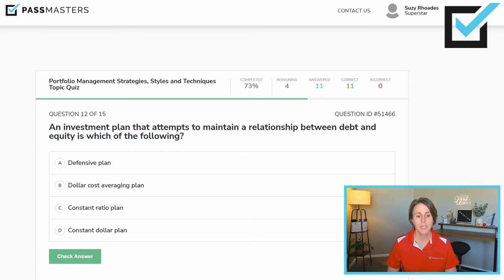An investment plan that attempts to maintain a relationship between debt and equity is which of the following? So debt is bonds and equity stocks. Is it a defensive plan, dollar cost averaging plan, constant ratio plan, or constant dollar plan? So we're looking to have a relationship between debt and equity, constant ratio plan.